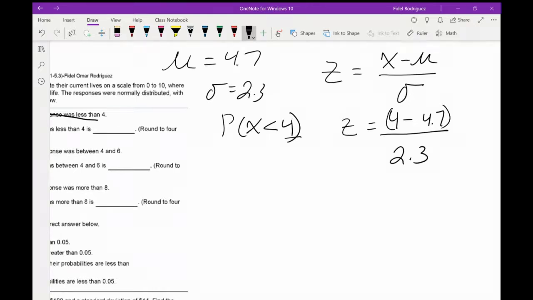So I'm going to take my calculator real quick. What's 4 minus 4.7? And then I'm going to divide it by 2.3. And I'm coming up with negative 0.30. Okay. So now, what does that mean? All that means now, guys, is that instead of saying the probability X is less than 4, we're going to say the probability Z is less than negative 0.30.